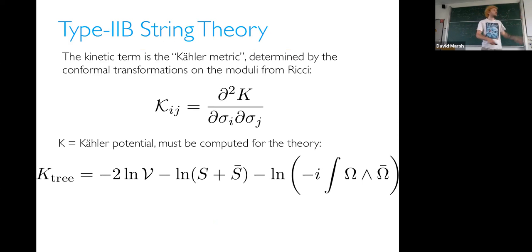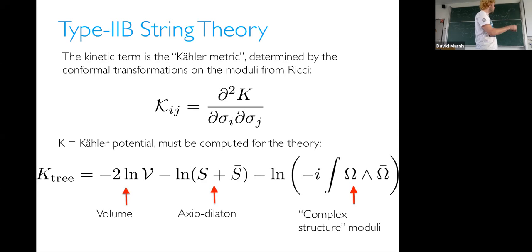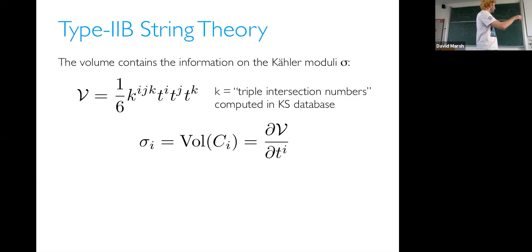We got this kinetic term for the moduli that you can derive. This is just what you get doing the same thing. Minus 2, so it has these parts: the volume, the axiodilaton, and the complex structure moduli. The volume is the important bit for us here. The volume contains information on the Kähler moduli sigma. V can be written in this way.